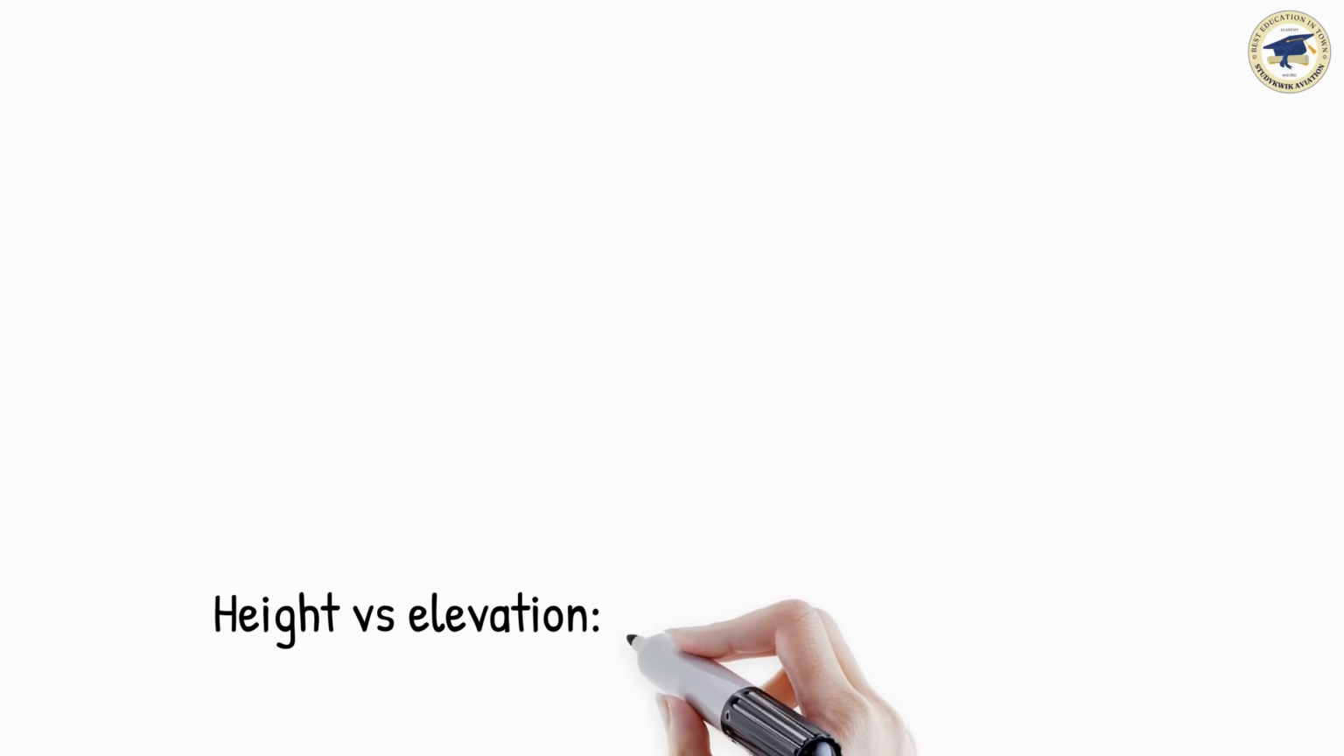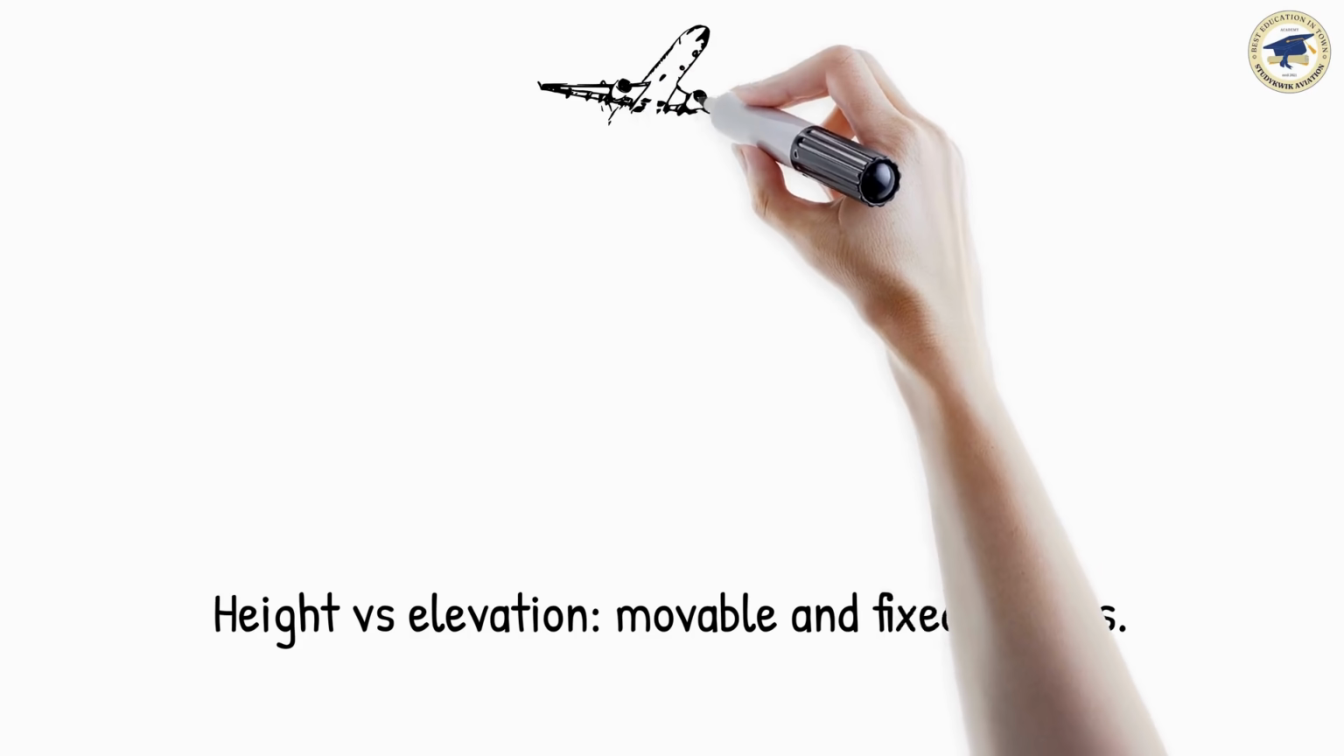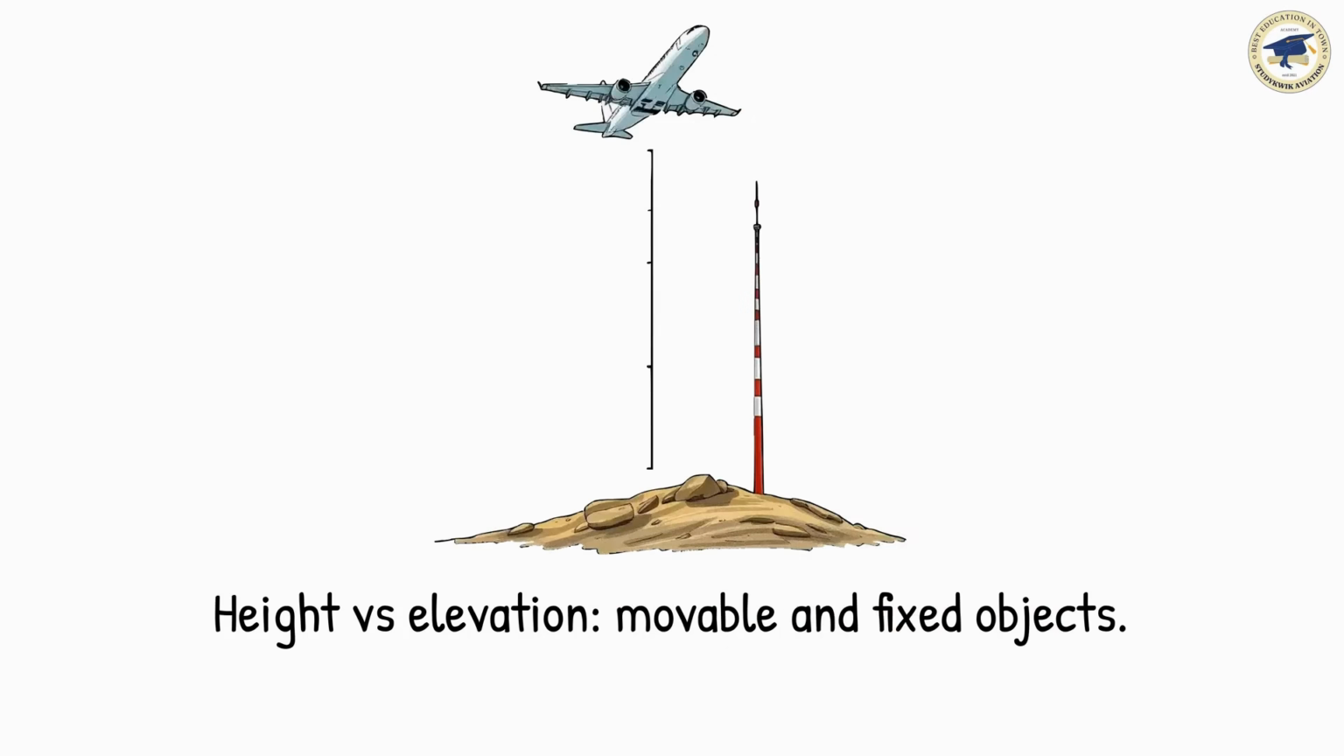Height is vertical distance above a fixed datum. An aircraft above an airport has a height relative to the airfield elevation. Height can refer to movable objects, like aircraft, or fixed ones, like a mast. A mast can be described by both its height above ground and its elevation above sea level.